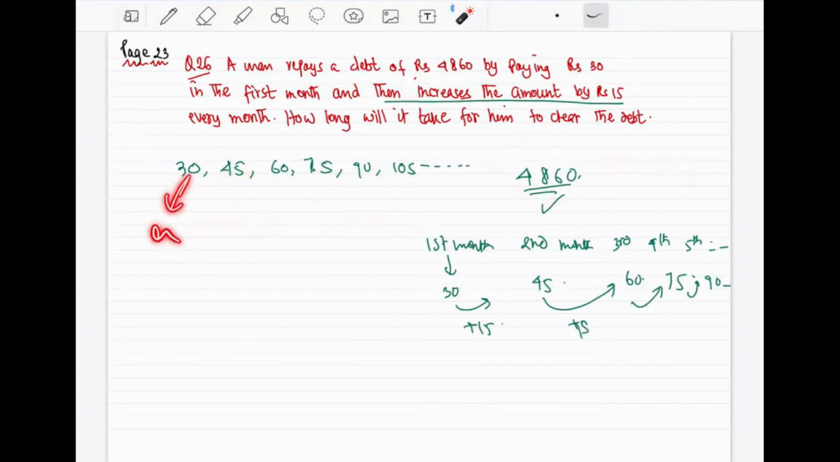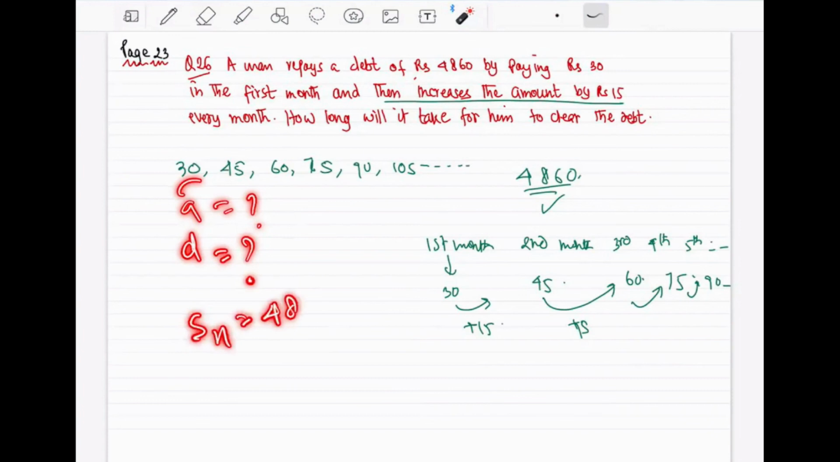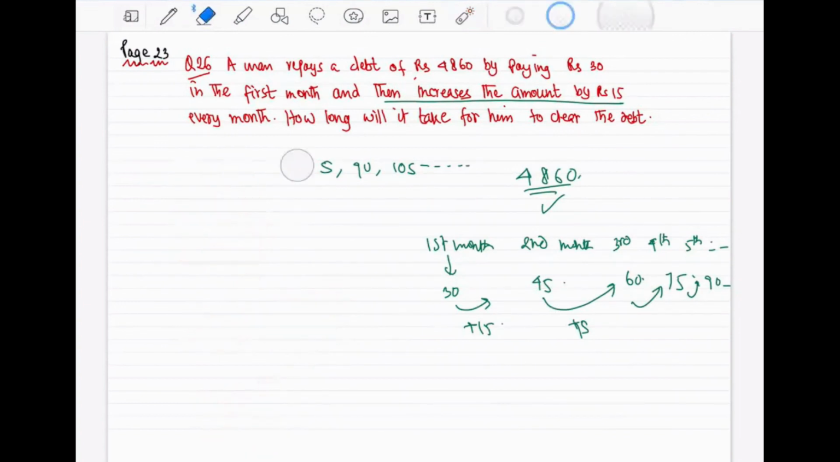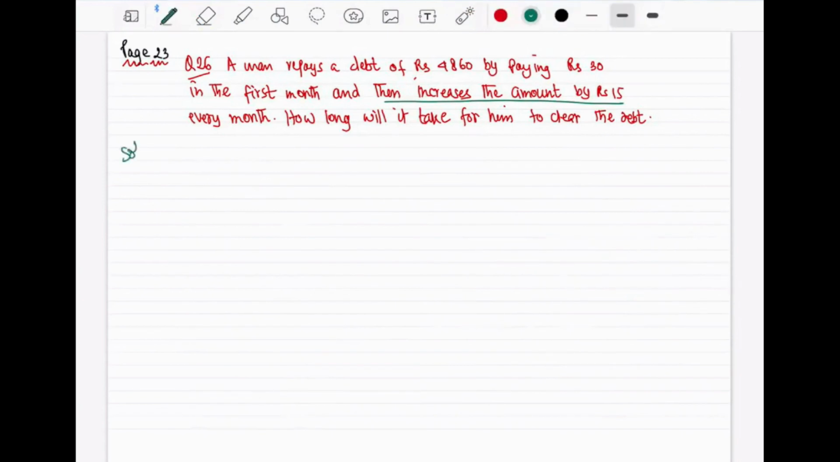So we have got A here. You can find out the D. D is 45 minus 30, so we have got 15. The increment that he adds every month is the common difference. So we have got A, we have got D, and we have got the total amount of money, that is the SN that we have to pay off. The question asks how many months will it take? That's like asking how many terms will it take to arrive at the sum of 4,860. The question wants N. Okay, are we clear? I believe so. So let's write it properly. Let's do the solution properly.